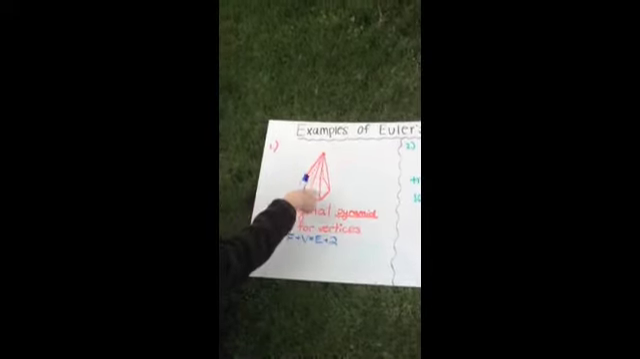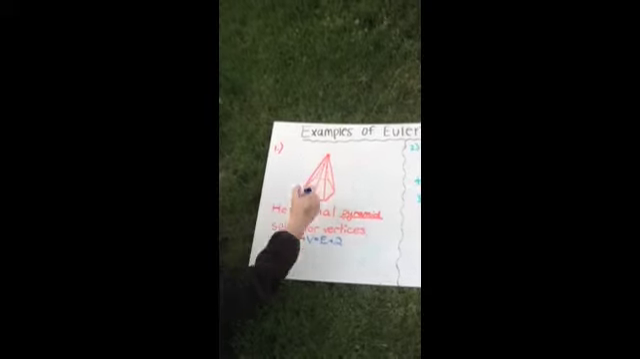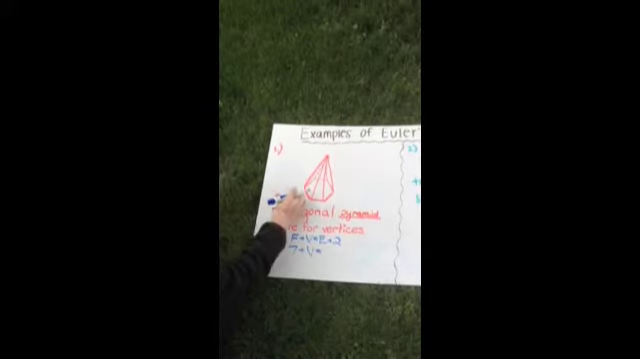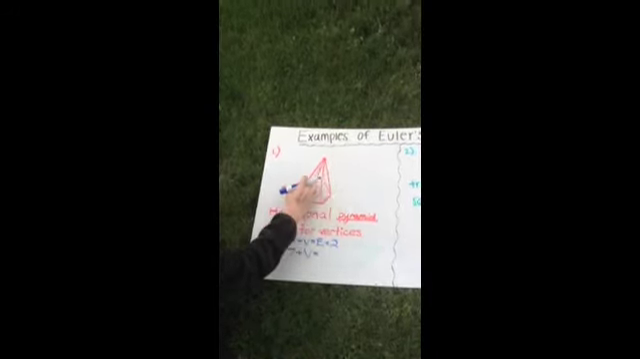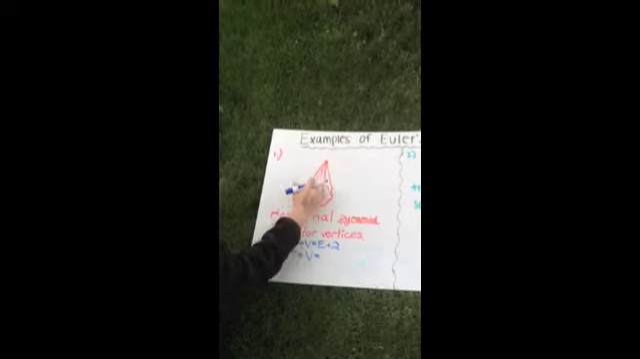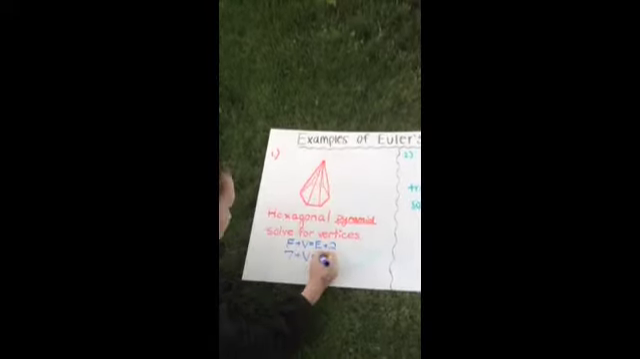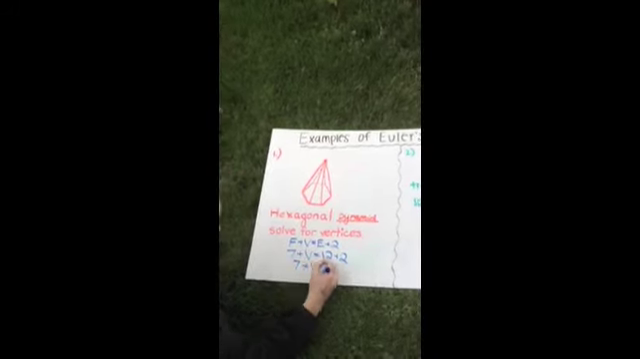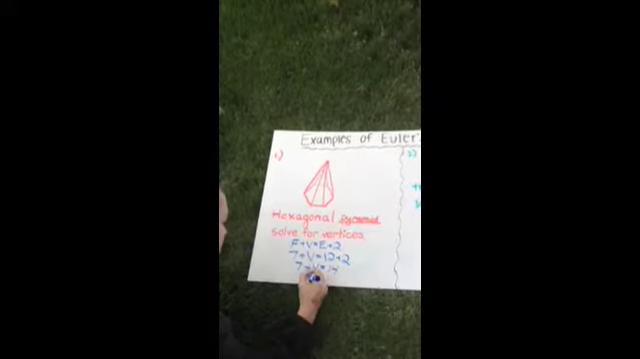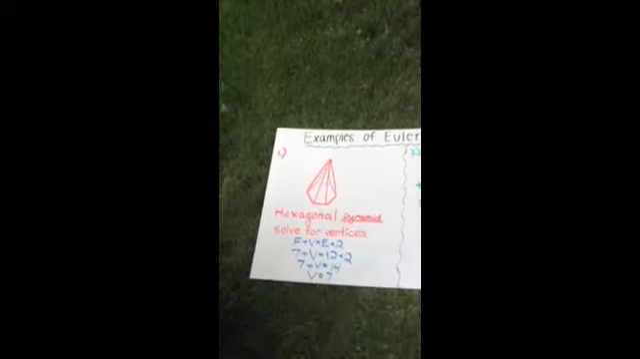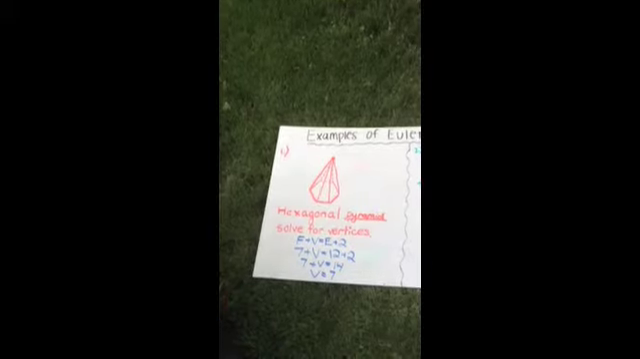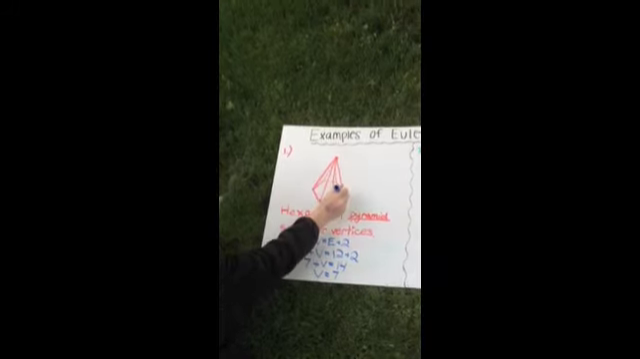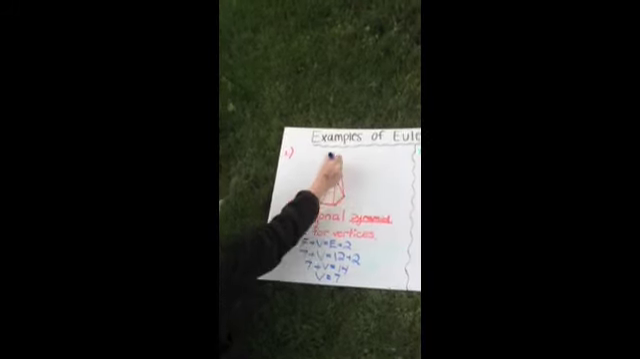This shape has 1, 2, 3, 4, 5, 6, 7 faces, and we don't know how many vertices, and 1, 2, 3, 4, 5, 6, 7, 8, 9, 10, 11, 12 edges, plus 2. 7 plus V equals 12 plus 2, which is 14. 14 minus 7 is 7. So it says we have 7 vertices, so let's count. 1, 2, 3, 4, 5, 6, 7.